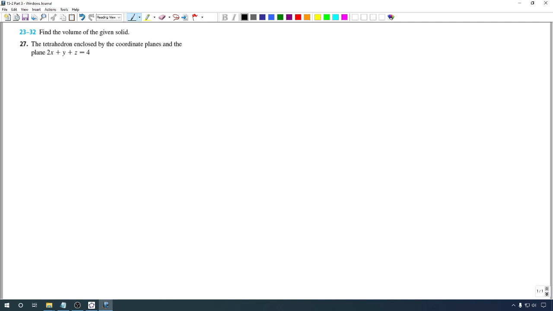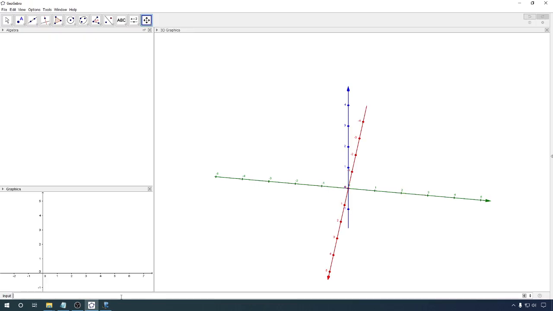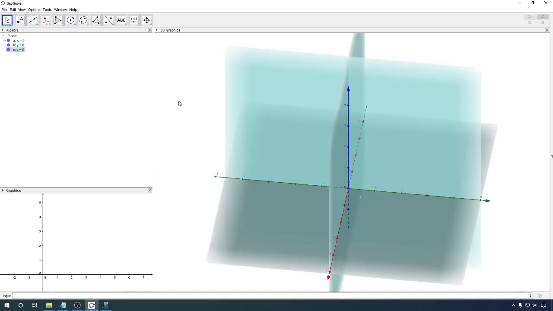But what they're defining for us is a tetrahedron enclosed by coordinate planes, so that's the xy plane, the xz plane, and the yz plane. And then this plane, 2x plus y plus z equals 4. So if we go ahead and put those in there, I'm first going to put in the coordinate planes. The coordinate planes are just given by setting our coordinates equal to 0. So x equals 0 is the yz plane, y equals 0 is the xz plane, and z equals 0 is the xy plane. Then we also want the plane that they gave us, which was 2x plus y plus z equals 4.